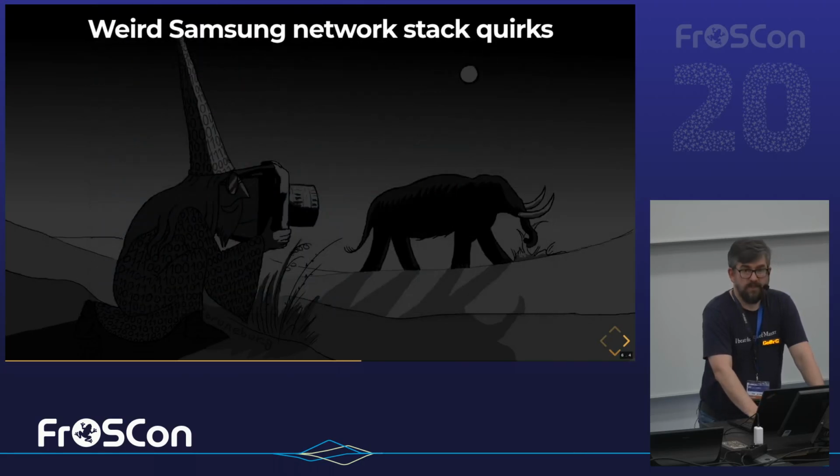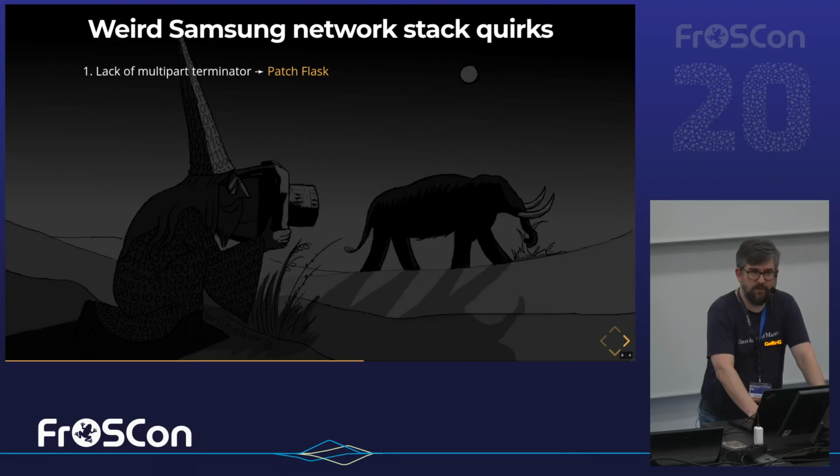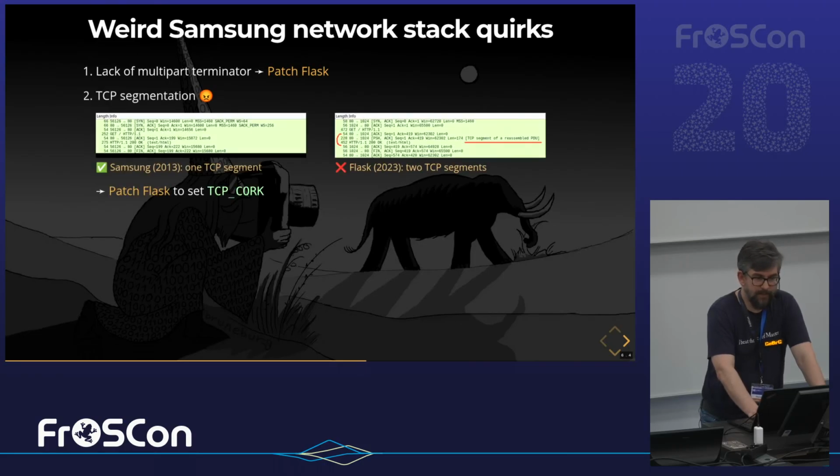Well, that was a straightforward part. The really interesting part is the sort of things that the Samsung engineers didn't do right or didn't consider properly when implementing the code. So the first example is a missing multi-part terminator, which is consistent between all camera models that I have tested. Apparently they didn't read the RFC for HTTP, or I don't know, but it's actually a one-line fix to Flask, so it's not really a problem.